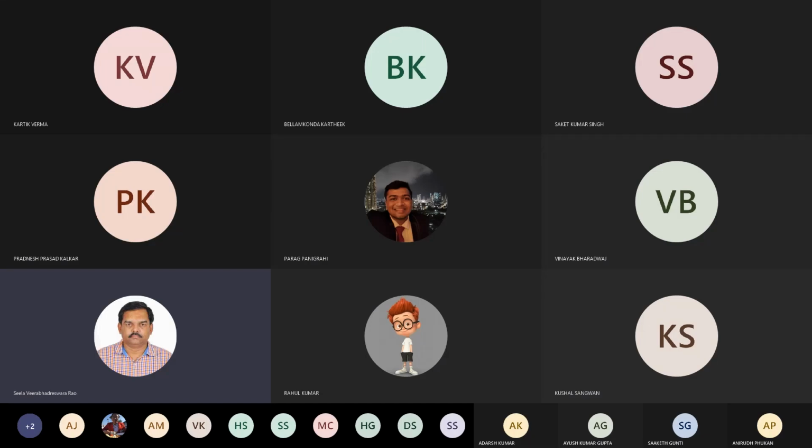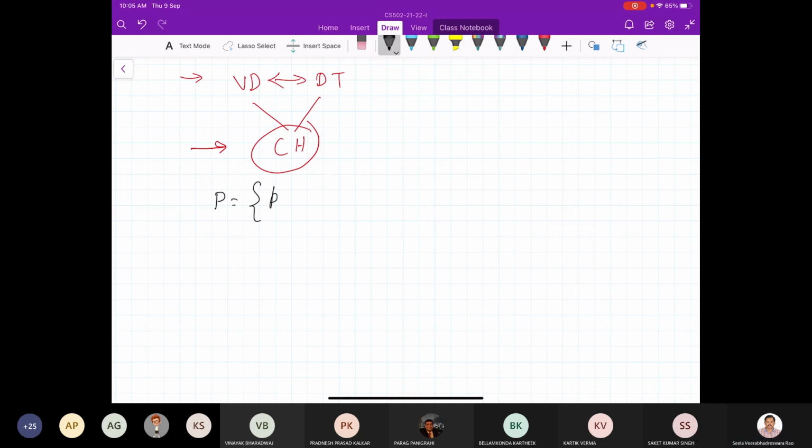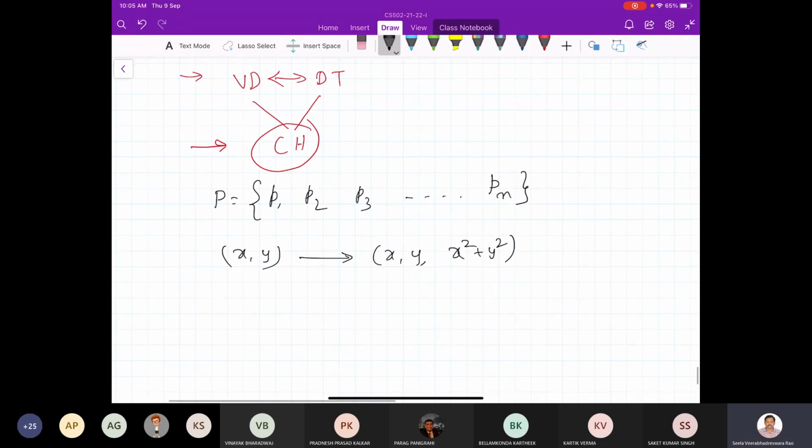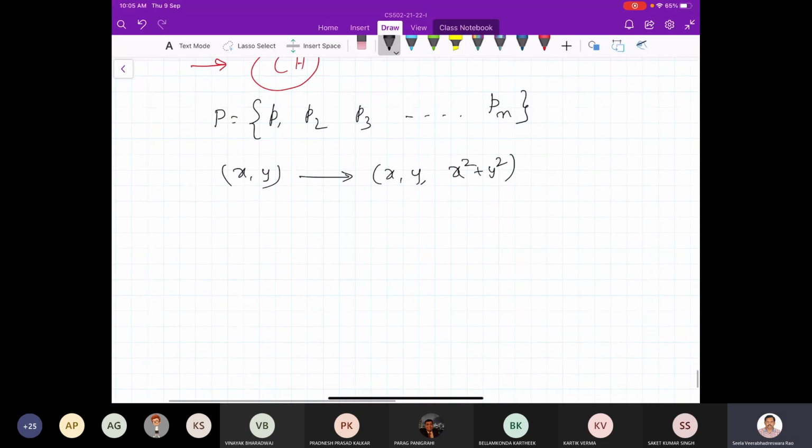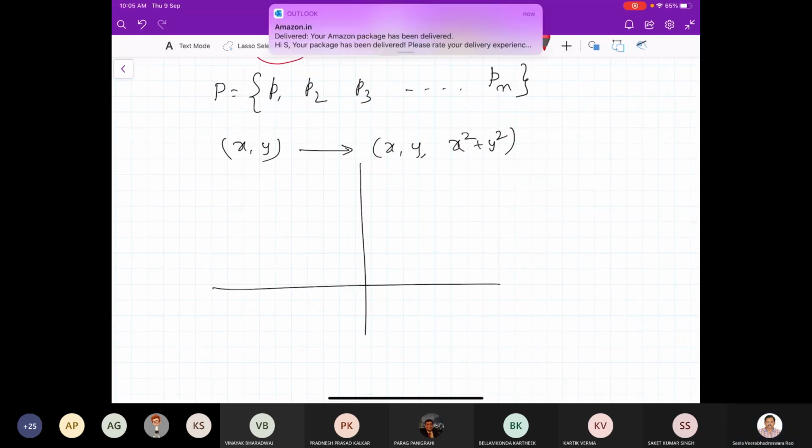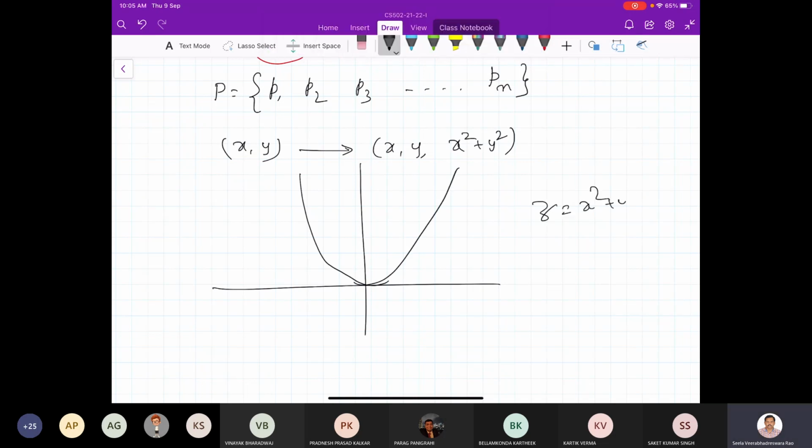So what is given to us is a set of points in a plane. Now, I map these points into 3D like this. Each point is mapped like this. Can you visualize where this point lies? So this lies on a parabola, z is equal to x square plus y square.